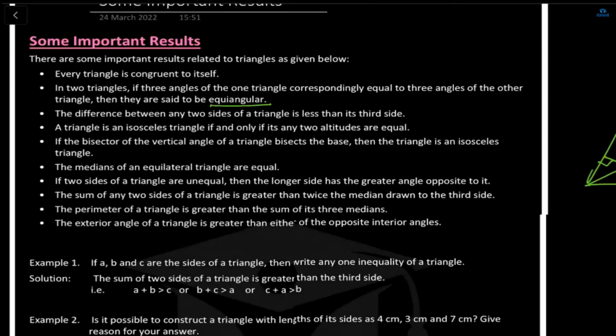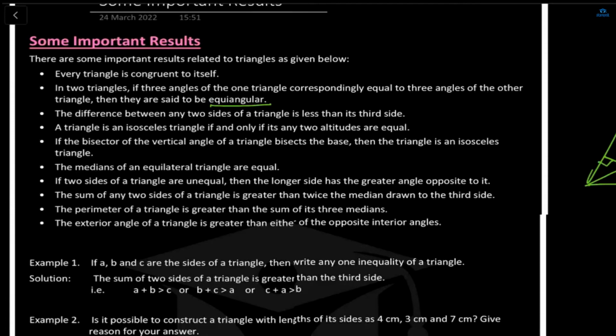If two sides of a triangle are unequal, then the longer side has the greater angle opposite to it. We have seen this as theorem 1. The sum of any two sides of a triangle is greater than twice the median drawn to the third side. You are going to prove this in questions. The twice of the median you draw on the third side will be smaller.